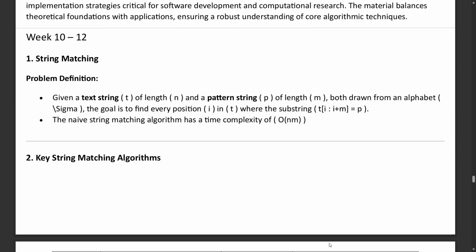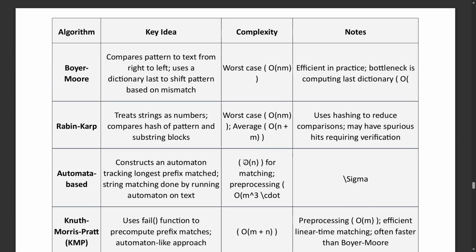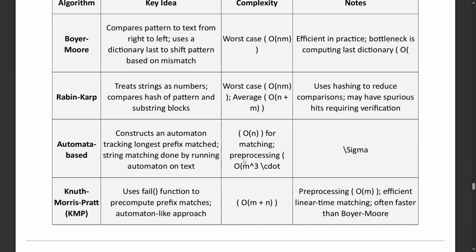You are given a long text and a shorter pattern, and your goal is to find every position where the pattern appears in the text. The naive method checks every possible position where the pattern appears in the text. It is simple but slow. Time complexity is nm, where n is the length of the text and m is the length of the pattern. To improve efficiency, we use smarter algorithms.